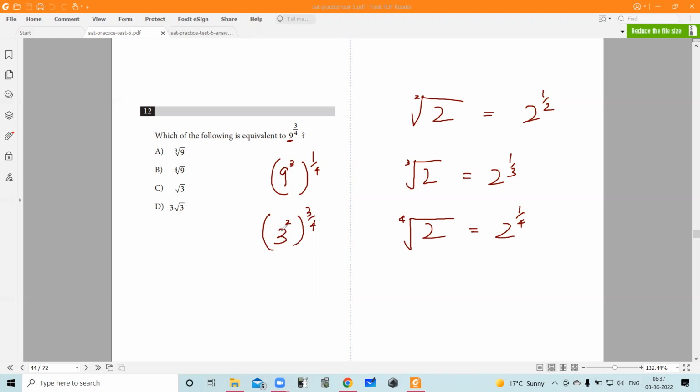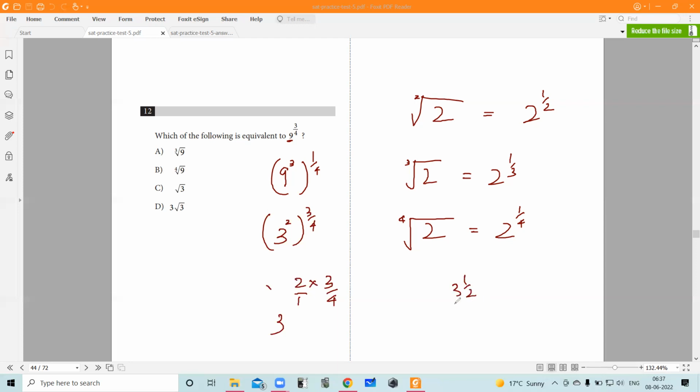So when you have a power raised to a power, you multiply the powers. So we'll be multiplying the powers: 2 times 3 over 4. How much is that? That would be 6/4, 3 to the 6/4. Yeah, and can you simplify this? 3 to the 3/2.